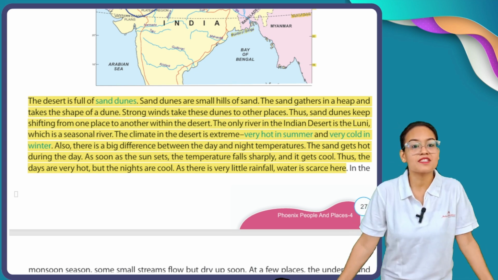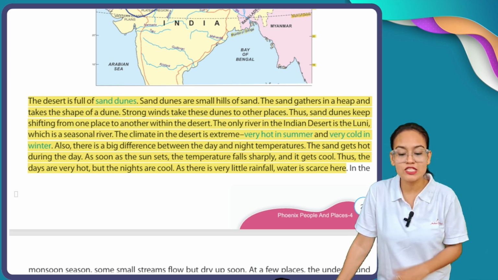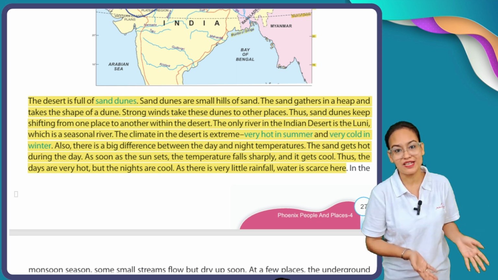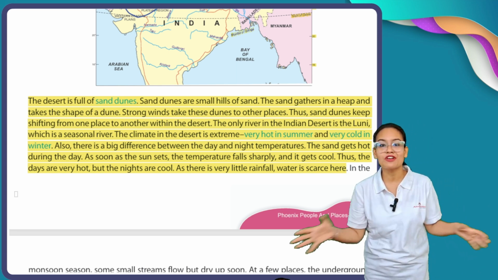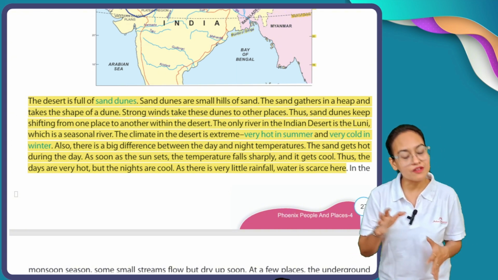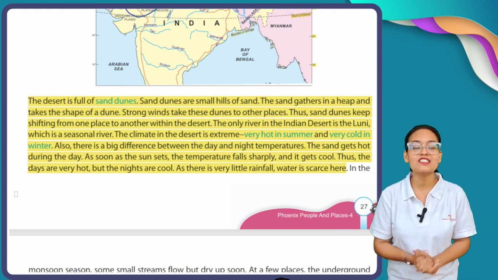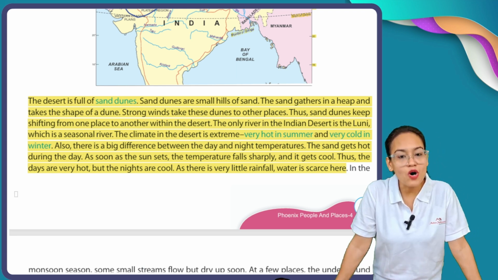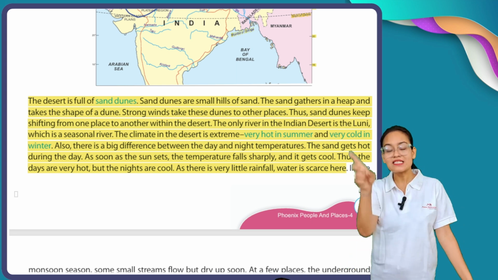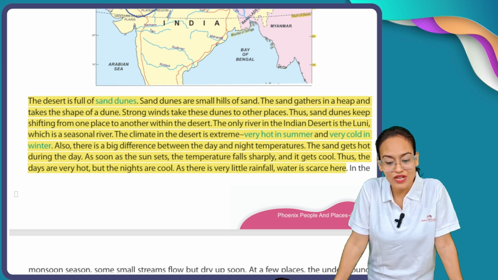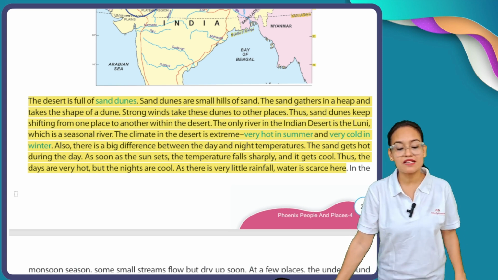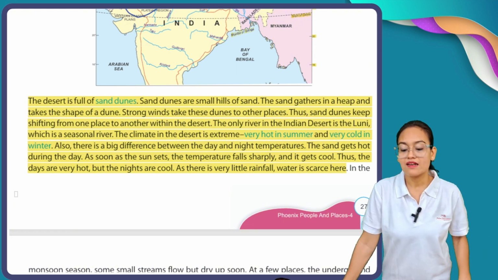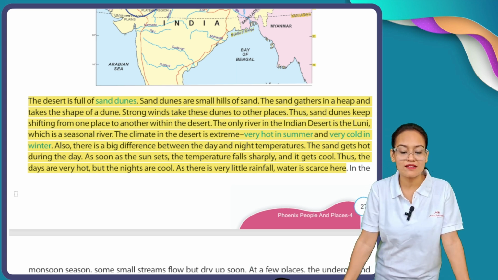See, the desert is full of sand dunes. Sand dunes are small hills of sand. And you know what, like any other features, for example, our northern plains are full of river features, similarly our Great Indian Desert is also full of many features like sand dunes. Now, what is the meaning of sand dunes? Sand dunes are small hills, and those hills are made up of sand. The sand gathers in a heap and takes the shape of a dune. Strong winds take these dunes to other places. The sand dunes keep shifting from one place to another within the desert.